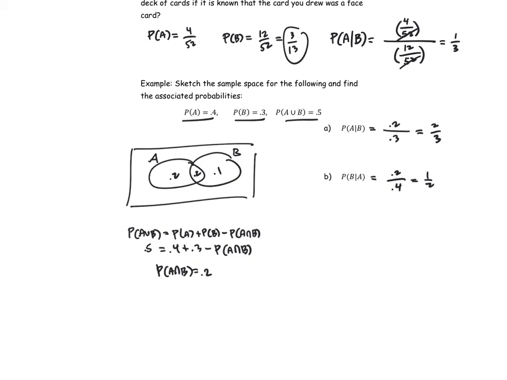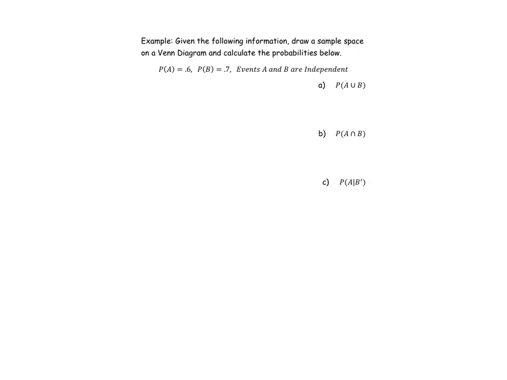Okay, let's continue with another example. All right, here we go. Given the following information, draw a sample space on a Venn diagram and calculate the probabilities. Very similar. Okay, this is interesting in that there's an added piece here: we have independent events.